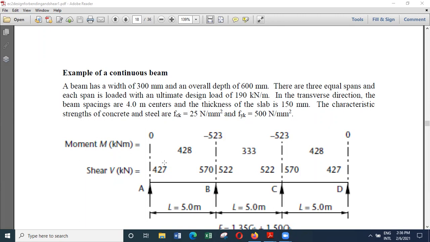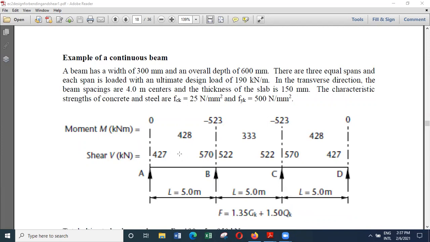In the transverse direction, this is a flange beam, where the beam is actually supporting a slab. The thickness of the slab is 150 millimeters, and the beam spacing is 4 meter centers. So a beam identical to this is located every 4 meters. The concrete is C25 and the strength of the bars is 500 newtons per square millimeter. The bending moment and shear force values are also given.